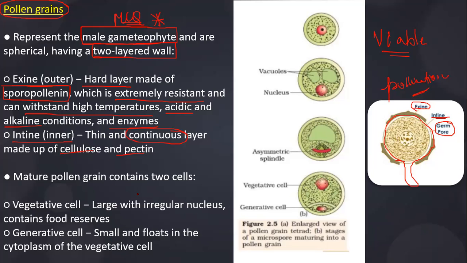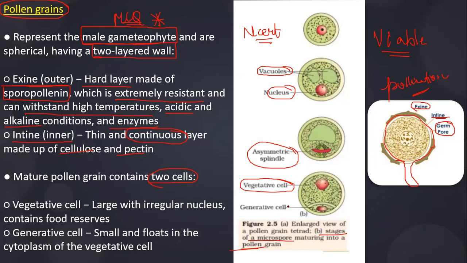So a mature pollen grain consists of two main cells. This is the diagram taken directly from your NCERT. Very important. You know that in a plant cell, the main content is the vacuole and the nucleus is pushed to one side. So an asymmetrical spindle is formed there, and B shows the stages of the mature microspore maturing into a pollen grain. It consists of a vegetative cell, a large cell, and a small cell which is floating inside this vegetative cell. You will call it the generative cell.